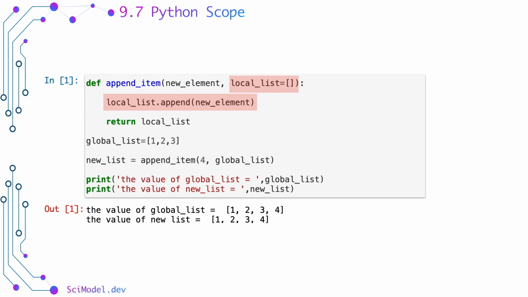Next, we are printing the value of the global list and new list variables in order to see what happened to them after calling the append function. As you can see in the output of the code, the value of the global list has changed, although the return value of the append item function was not assigned to it, but to the new list variable. This means that local scope modification of the list affected the global scope of the same variable. This is why we used the None data type in the previous section to correct this wrong behavior.